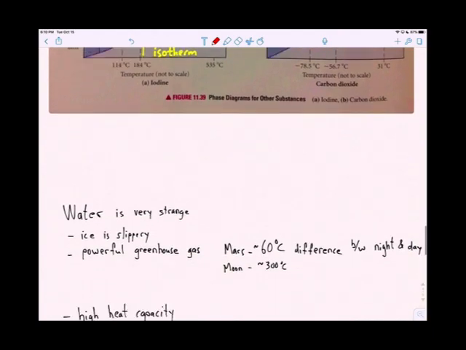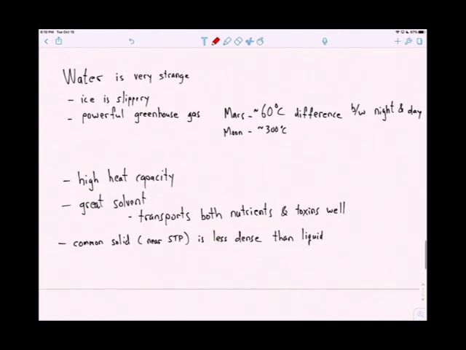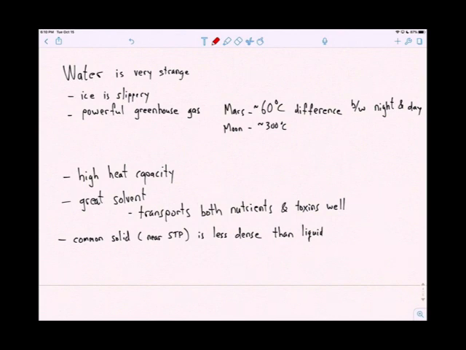But let's talk about water. Water is a very strange compound. Ice is slippery. So, surprising things you learn in chemistry class.